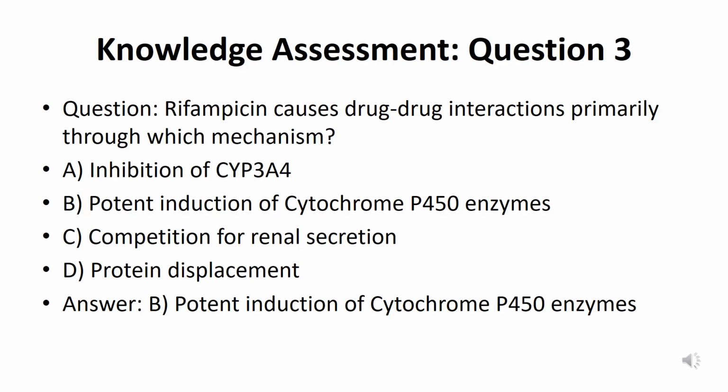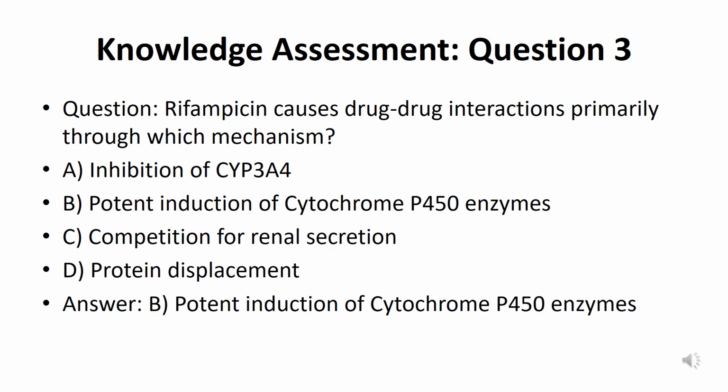Now let's examine why the other options are incorrect. Option A is inhibition of CYP3A4. This is the opposite of what rifampicin does. Rifampicin induces enzyme activity rather than blocking it. Option C is competition for renal secretion. Although some drugs interact through the kidneys, this is not the primary mechanism responsible for rifampicin's extensive interactions. Option D is protein displacement. Certain medications can interact by displacing one another from plasma protein binding sites. However, this is not the major mechanism associated with rifampicin.